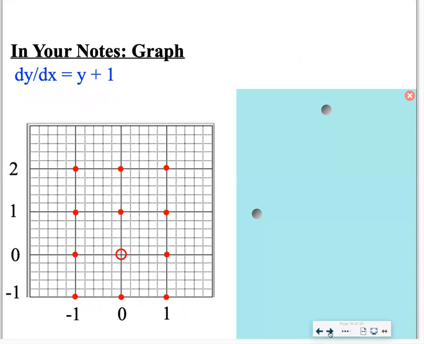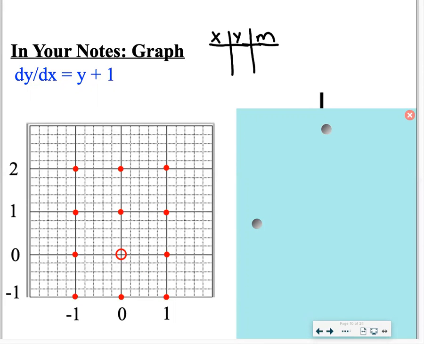Let's have you guys try one with, now this one only has y's. So I'll get you started on the table at least, and we have you go from there. So I'd have x, y, and m. Nothing gets filled in for your x's. Now your y's, you're going to have to use these numbers now, because this is your y-axis. So you'd have -1, 0, 1, 2.